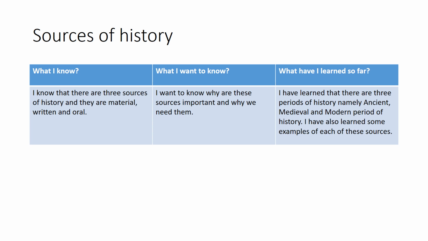What have I learned so far? So many of you said I have learned that there are 3 periods of history, namely ancient, medieval and modern period of history. I have also learned some examples of each of these sources. So you said that so far from the online teaching we have learned that there are 3 periods: ancient, medieval and modern, and we have also learned some of the examples of written, oral and material sources of history. So this is your result from the questions that I asked you yesterday in our WhatsApp group.